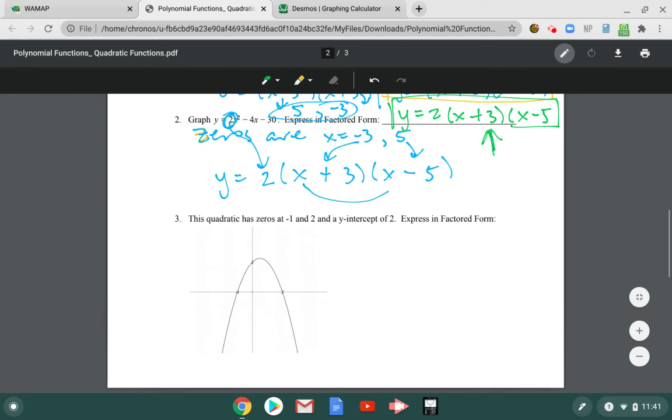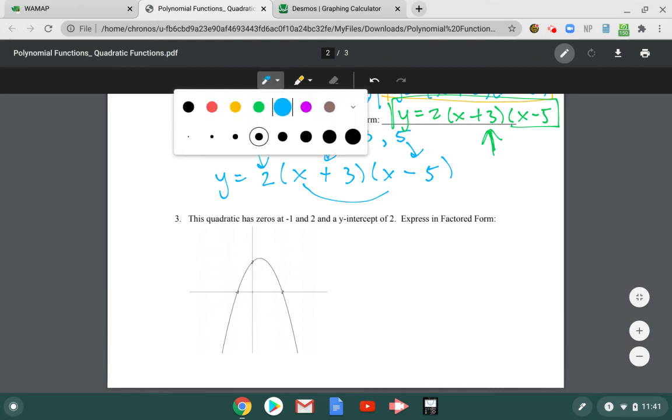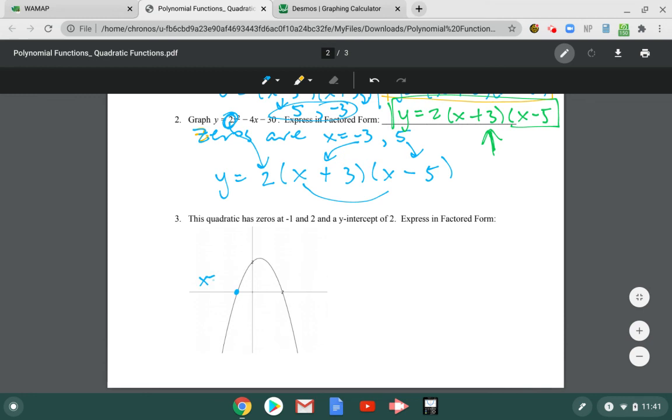Number 3. Okay, so for number 3, a quadratic has zeros of -1 and 2. Let's go ahead and label these. So this is x equals -1. I also have one at 2, x equals 2, and we're given a y-intercept of 2. So this point is 0, 2. I'm going to use my zeros to put these into factored form. So I've got parentheses, x. For the -1, I would need +1. For the 2, I would need -2, x minus 2.